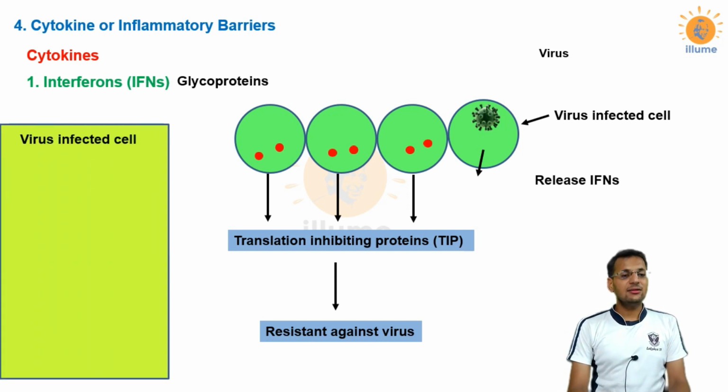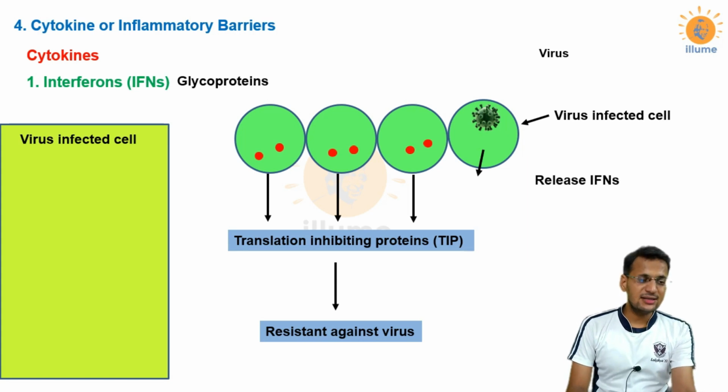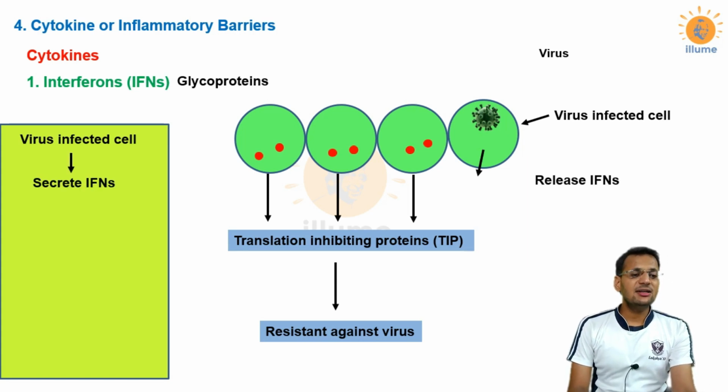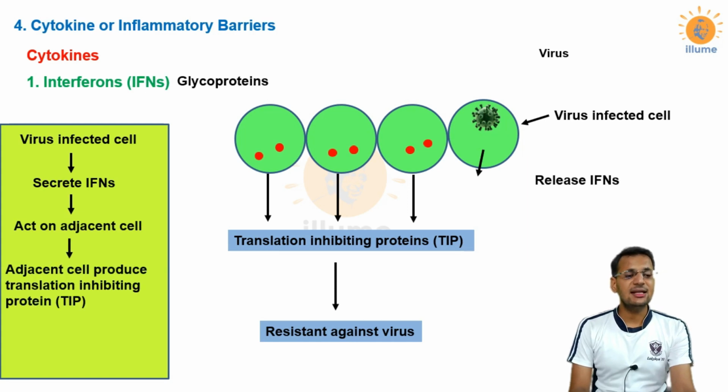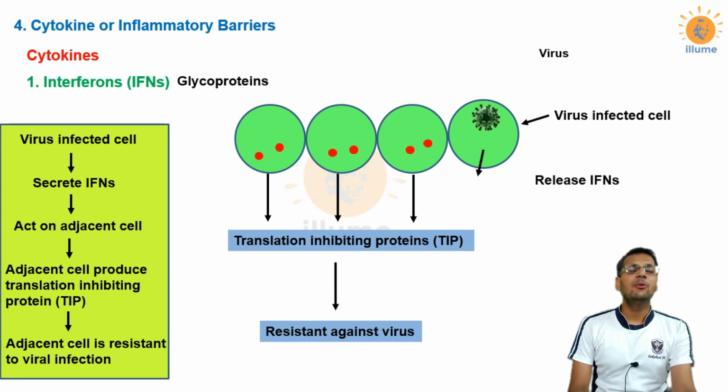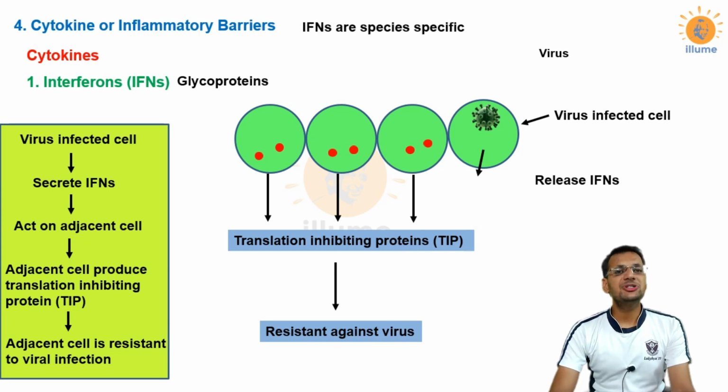If I talk it in notes, so virus infected cell produce IFNs, and these IFNs then act on adjacent cells and they produce translation inhibiting proteins, which then provides antiviral resistance against virus for these adjacent cells. Remember, interferons are always species specific. Interferon produced by a particular species won't perform its role in any other species.